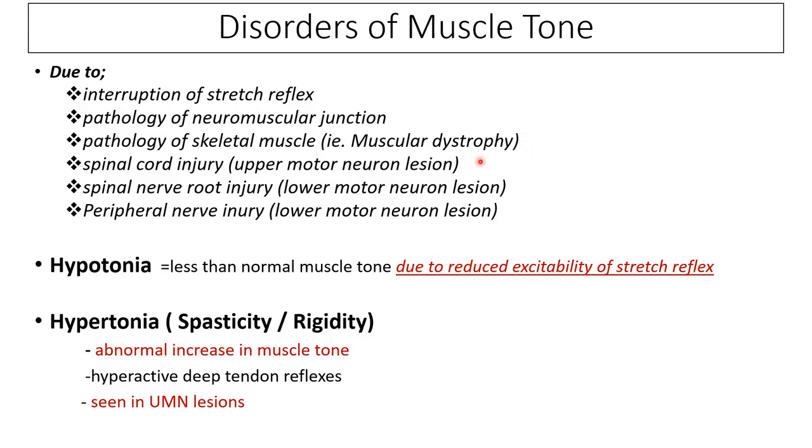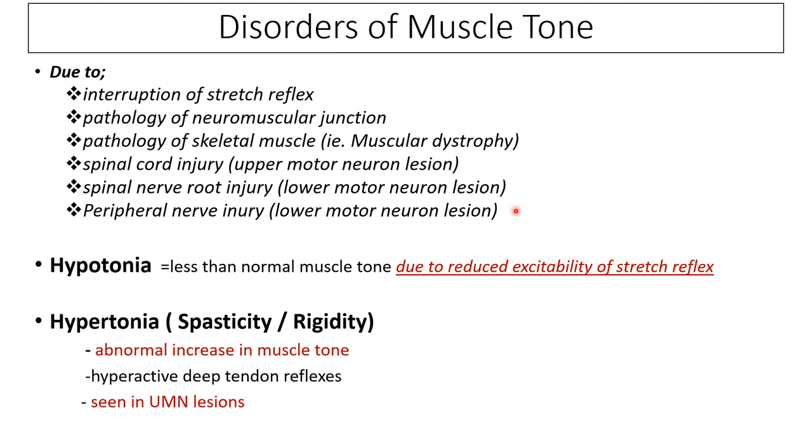So again, if it's a spinal cord injury or a brain injury, it's an upper motor neuron lesion presentation. There could be a problem at the spinal nerve root, so at the level of the spine. This will cause a lower motor neuron presentation, or it could be an entrapment of a peripheral nerve, like carpal tunnel syndrome, for example, and this will be a lower motor neuron presentation.